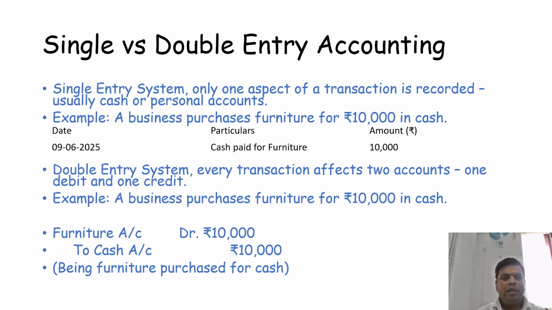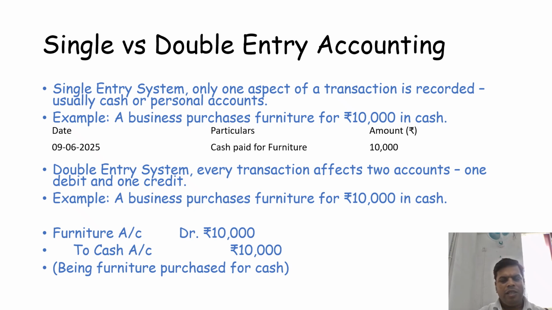Now, these are the methods to record a transaction: single entry system and double entry system. When we talk about the single entry system, it considers only one aspect of a transaction. Like, for example, a business purchases furniture for rupees 10,000 in cash. Usually, the single entry system will follow only cash or the personal account, not both. So see the example, cash paid for furniture rupees 10,000. It considers only cash.